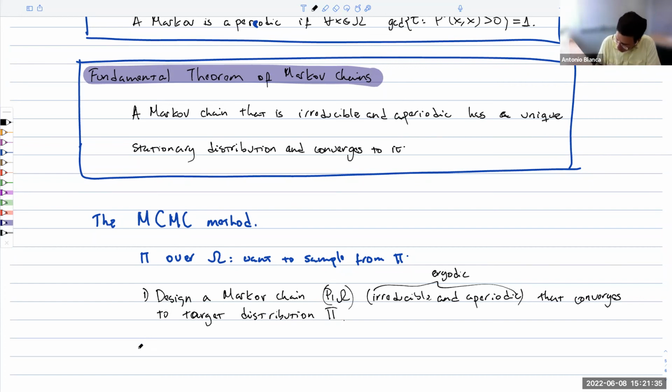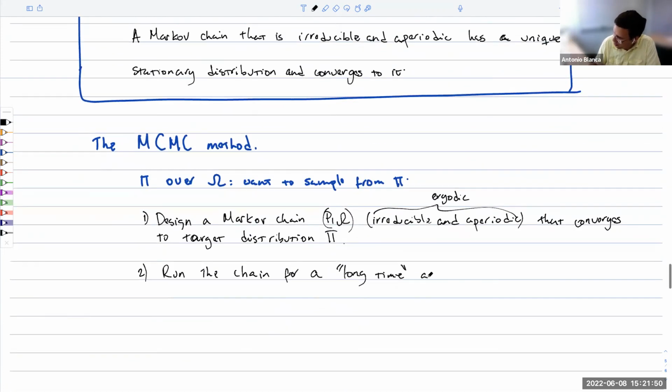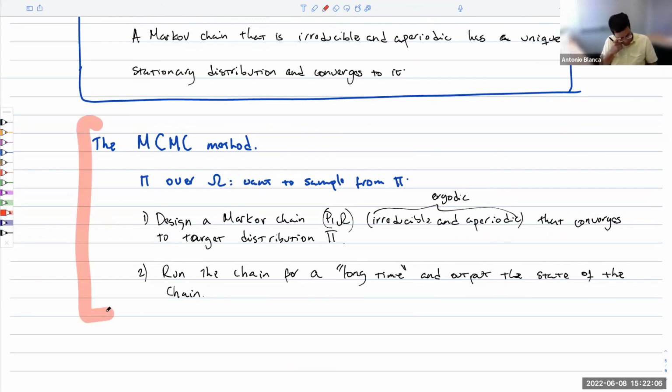And then we're going to run the chain, or simulate the chain, for a long time, whatever that means, and output the state of the chain. And this is the MCMC approach. Okay, questions?